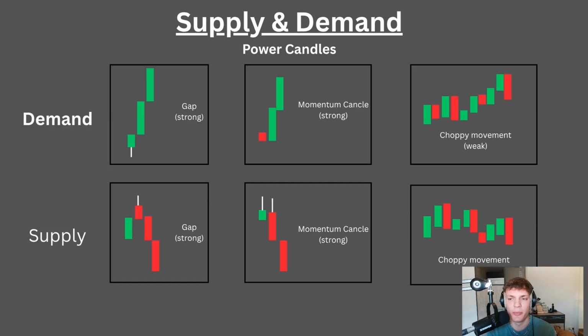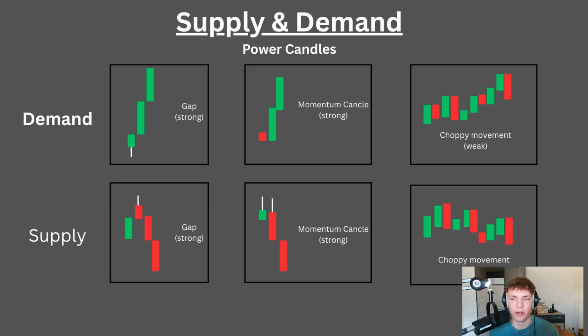In the first example, we have demand and supply, and I have plotted 3 different types of movements away from a zone for you. In the first move, we see that the move takes place with a gap, which is often the case, especially in indices, where days are trending really strong. There can be a gap and the market really runs in one direction. This is very often a sign that this zone was really strong. In this example, the demand zone was strong. Of course, the same can apply for the supply zone.